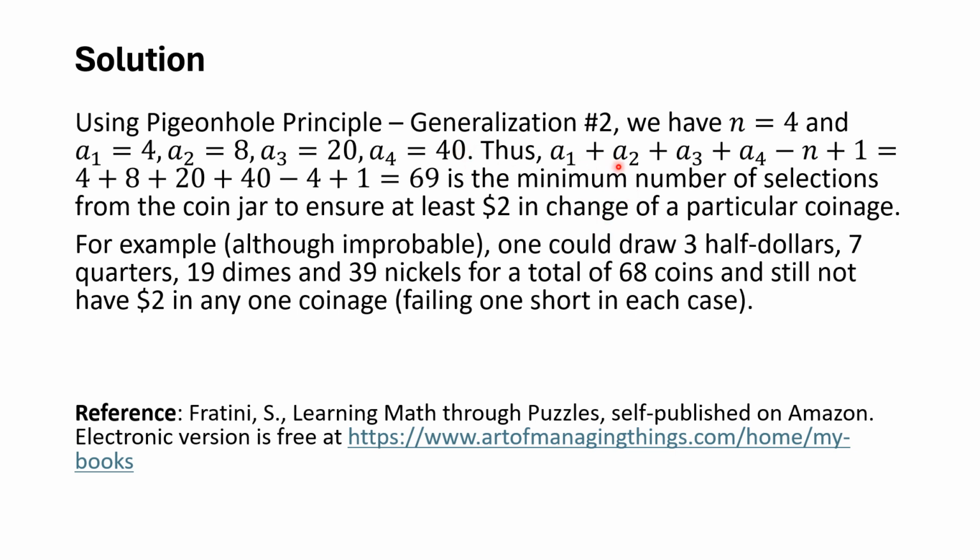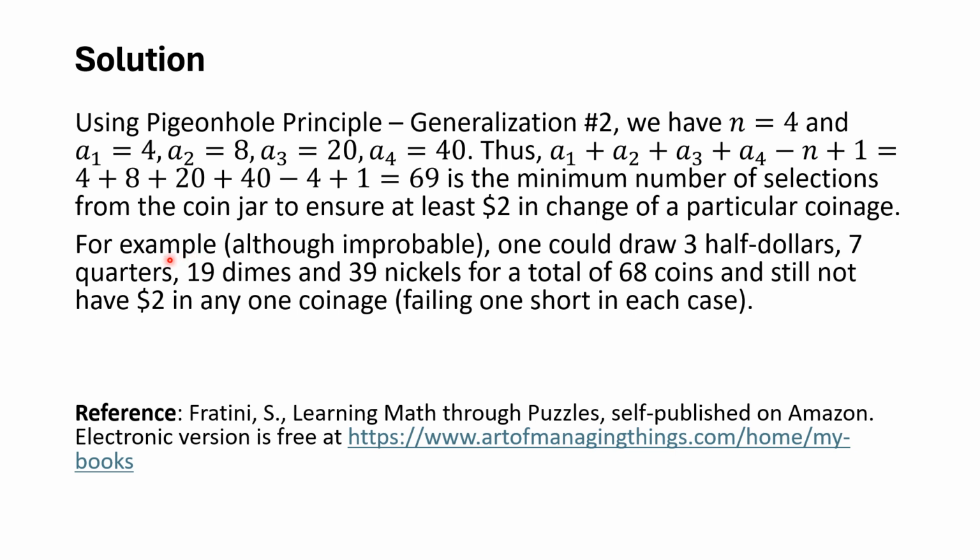So A sub 1 plus A sub 2 up to A sub n, minus n plus 1, is 4 plus 8 plus 20 plus 40 minus 4 plus 1, so 69. Our answer is 69. This is the minimum number of blind, random selections from the coin jar to ensure at least $2 in change of a particular coinage.